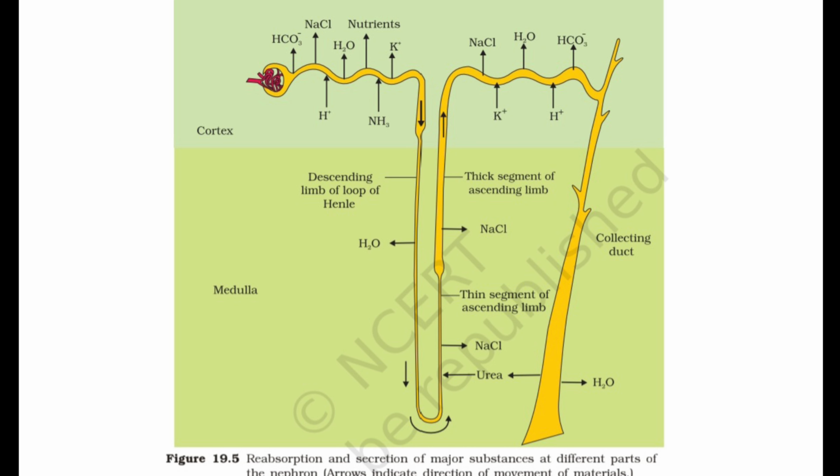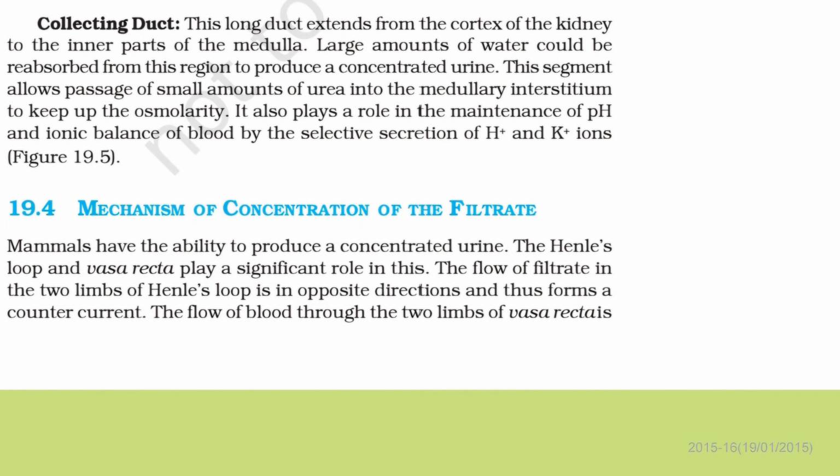Reabsorption and secretion of major substances at different parts of the nephrons. Arrows indicate direction of movement of particles. 16.4 Mechanism of concentration of the filtrate. Mammals have the ability to produce a concentrated urine. The Henle's loop and vasa recta play a significant role in this.